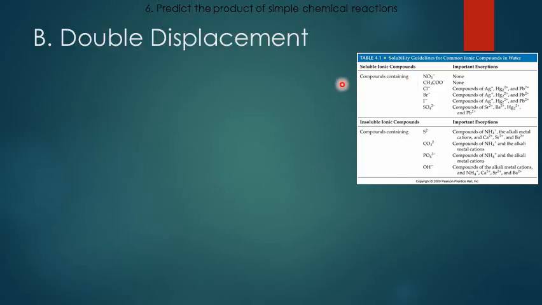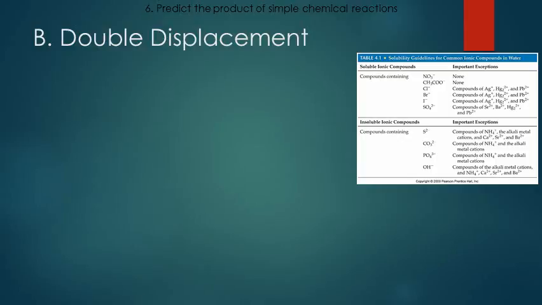So notice how this is organized. At the top here, we are told soluble ionic compounds. So if the ionic compound contains any of these ions, and notice these rules are based on anions, so nitrate, acetate, chloride, bromide, iodide, sulfate, they would be soluble. In other words, they do dissolve in water. However, it lists important exceptions. Notice for nitrates and acetates, there really aren't any exceptions listed here. In fact, nitrates and acetates are virtually all soluble.